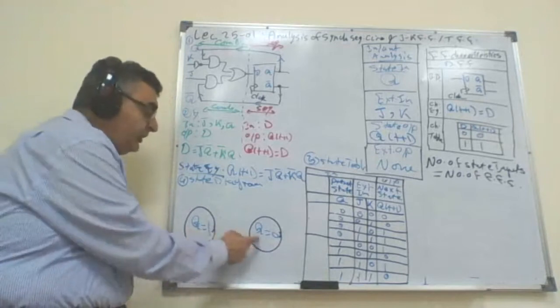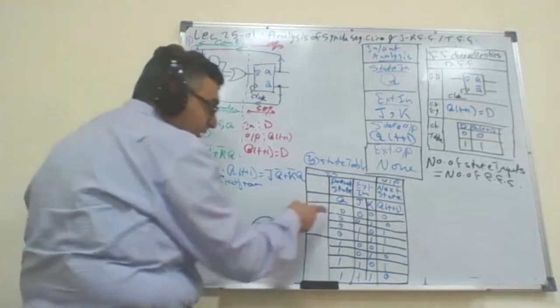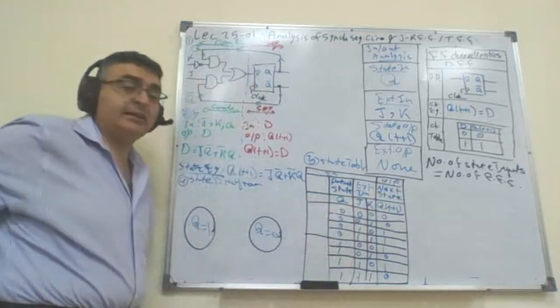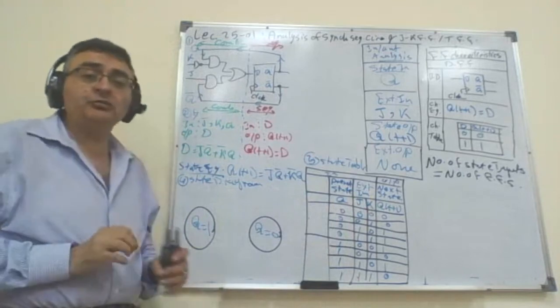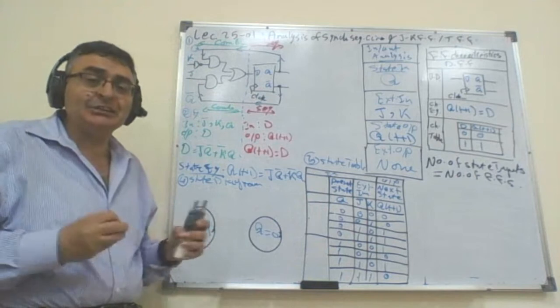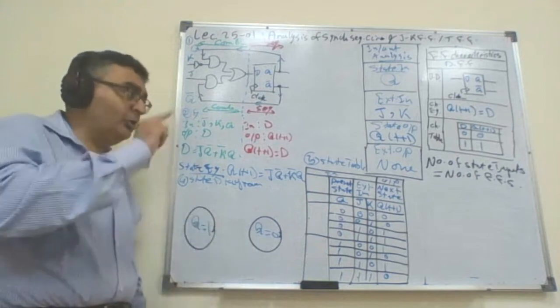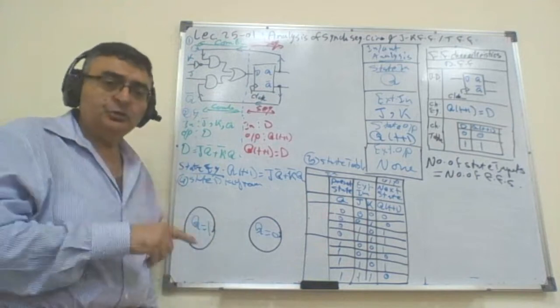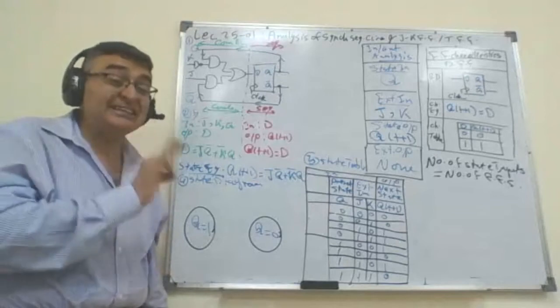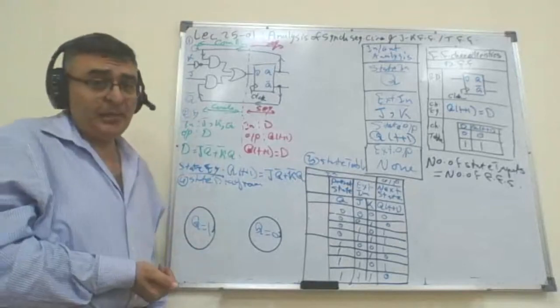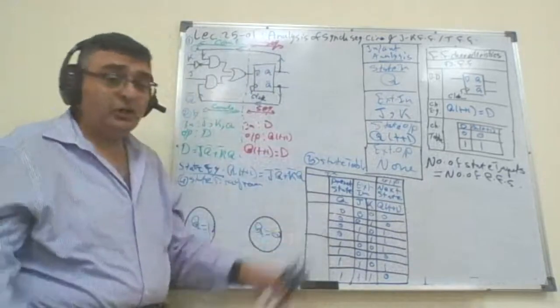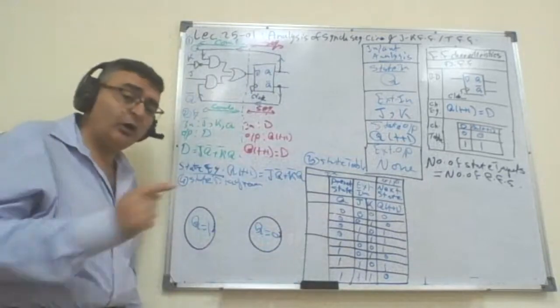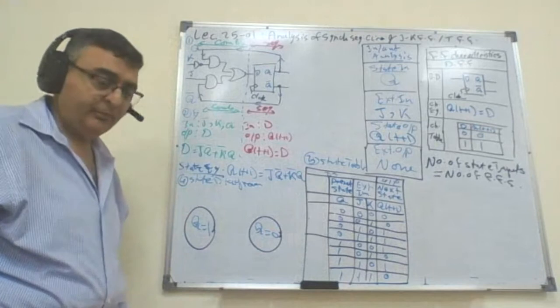Okay, now each circle has its set of arrows. How many arrows going out from each circle? How many state transitions going out from each circle? A golden rule says 2 to the power number of external inputs. How many external inputs here? I have 2. That's why I have here 4 different arrows that will go out from each circle.